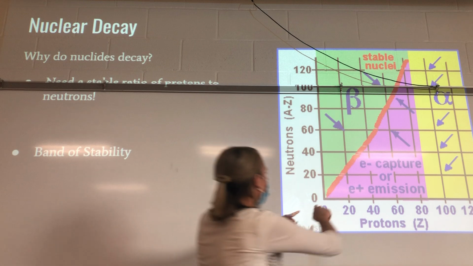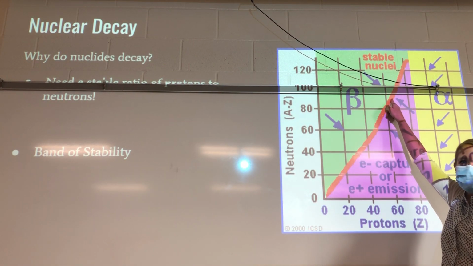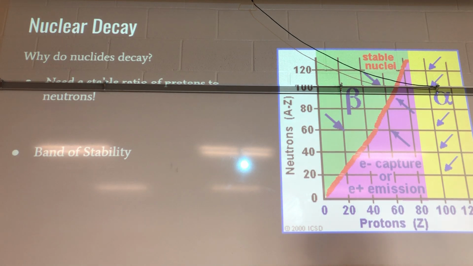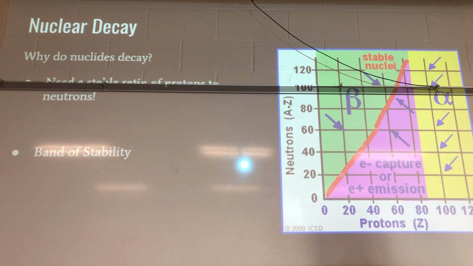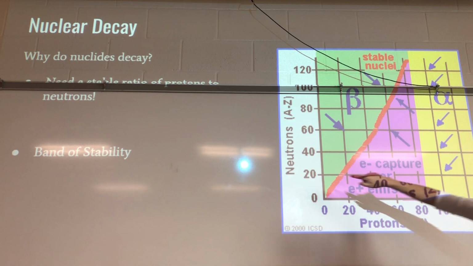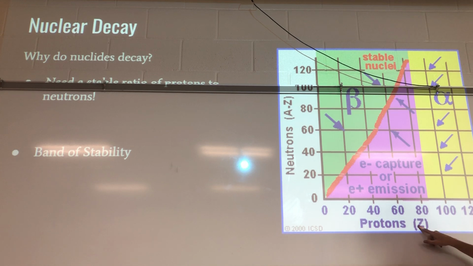Okay, so this red line right here, this is our island of stability. If it's on that line, then it is stable. If it's not on that line, then it's in the sea of instability, and it's going to sail its ship to get to the line. Now, what we're looking at is we're comparing neutrons to protons, okay?